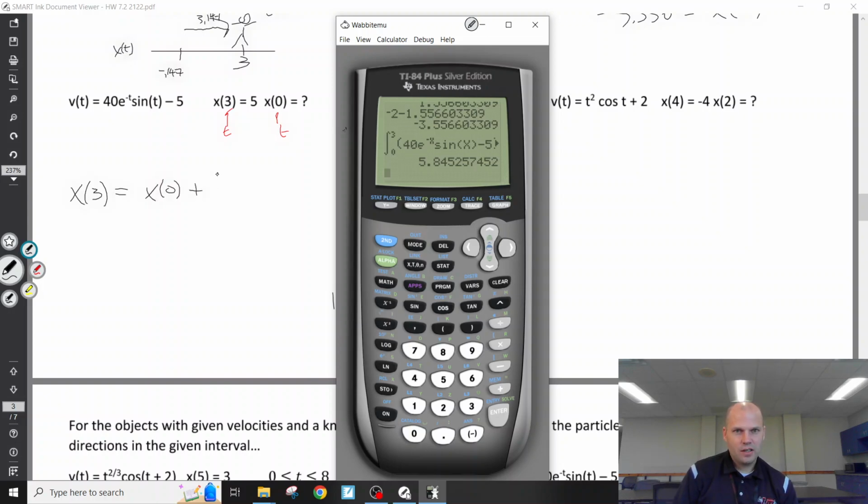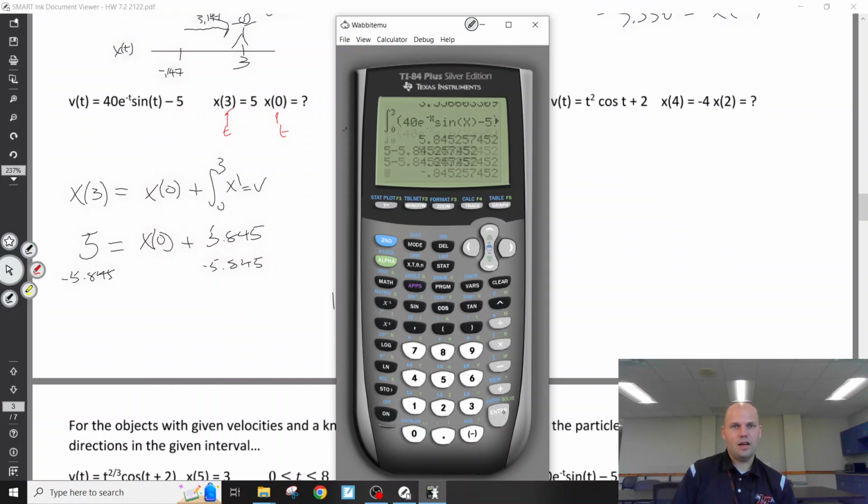Here are the calculations. It doesn't have to make sense to you; I'm trying to make them make sense so that you know what your answers mean. That'll help you with the graph problems too. I ended up at a position of 5. I don't know where I came from, but I know that I moved to the right overall this amount to get there, which means I must have come from -0.845.